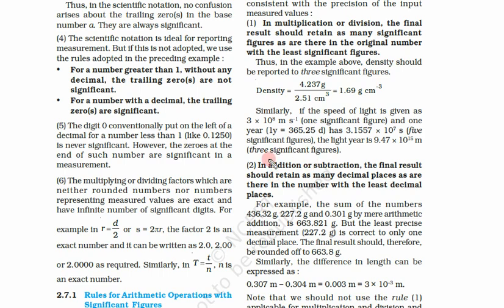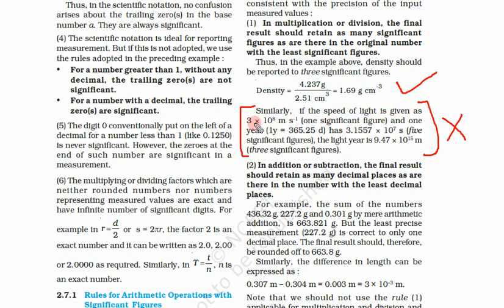So we were learning about the rules. What are the rules of significant digits in multiplication or division? However, this example is not very good. I don't consider this as a very good example. This one is a very good example.